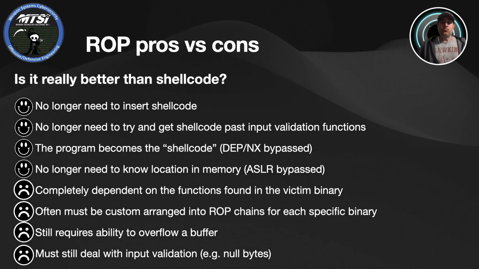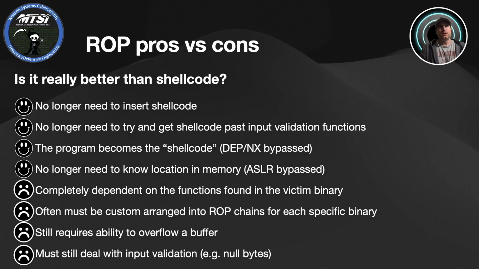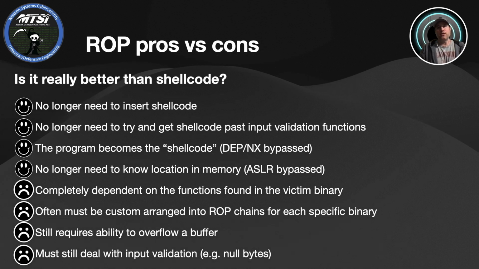Oftentimes, to do ROP, you have to do some custom arrangement of ROP gadgets. They do not always fit together easily, like when you're building shellcode, because you're trying to misuse a program in a way it was not designed to. And so you might have a gadget that has what we like to call collateral damage. It might do what you want, but it also might do some other things, just because that's how the program was written. That's how the compiler and the assembler did their thing. And you have to kind of live with that.